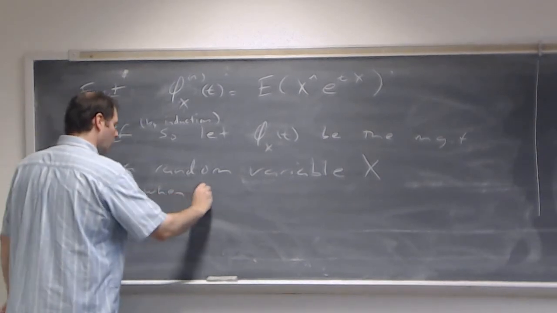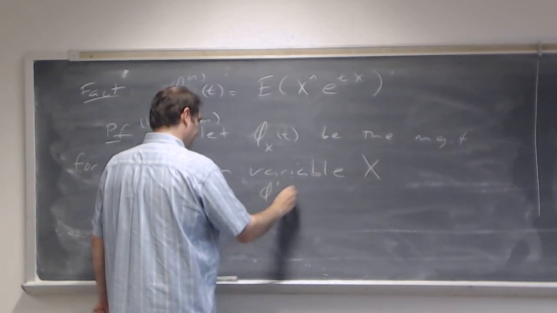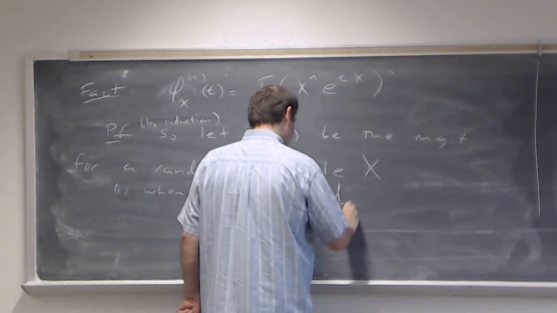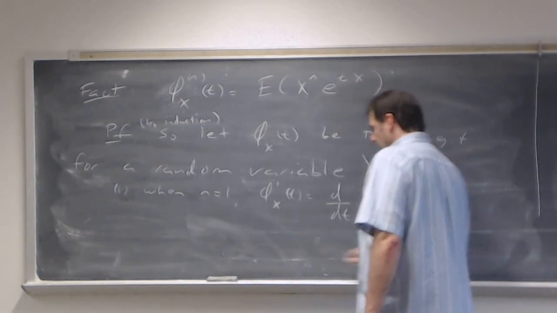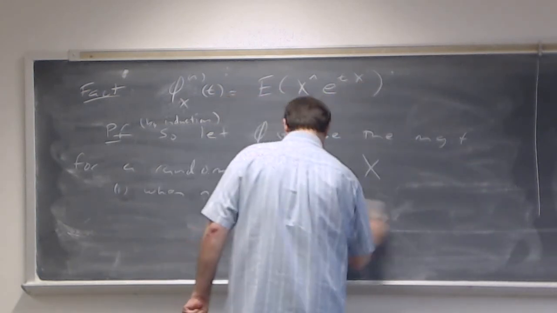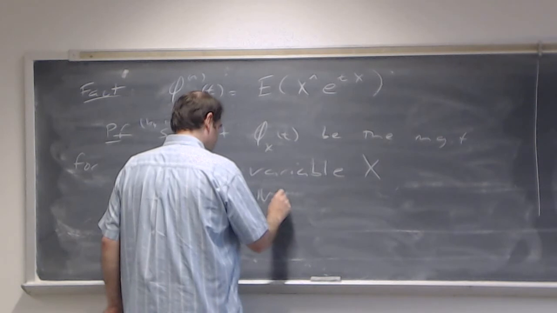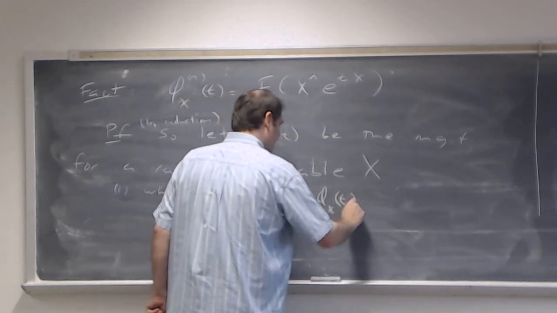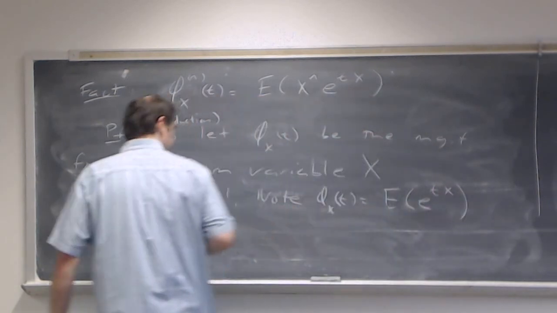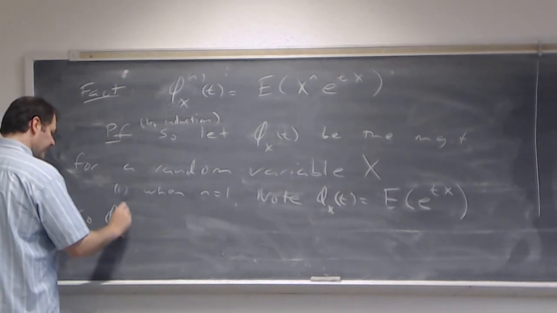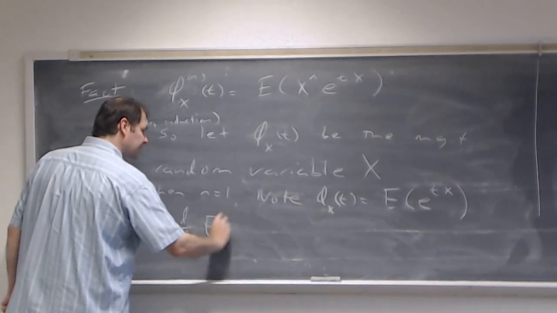When n equals 1, the first derivative of phi sub X of t equals the derivative with respect to t of the expected value. Well, I should back up. The first thing I'm going to do is note that phi sub X of t is equal to the expected value of e to the tX. So the first derivative is going to be equal to the derivative with respect to t of this expected value.